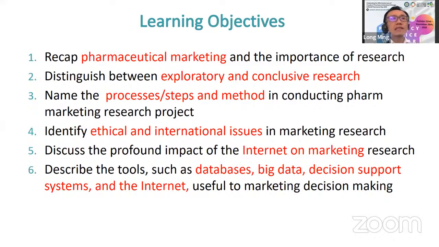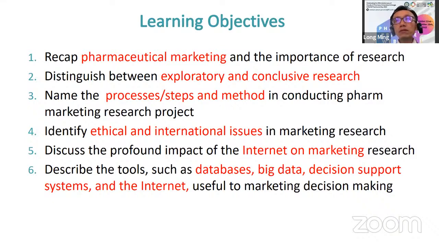We will go through 6 learning objectives today. Mainly in the first few parts, we will recap how pharmaceutical marketing is related to different types of methods used to examine the effectiveness of pharmaceutical marketing. Okay. We also will go through what exploratory and conclusive research are. Okay. And of course, we're going to go through the processes and the methods used in pharmaceutical marketing to conduct a relevant research project.